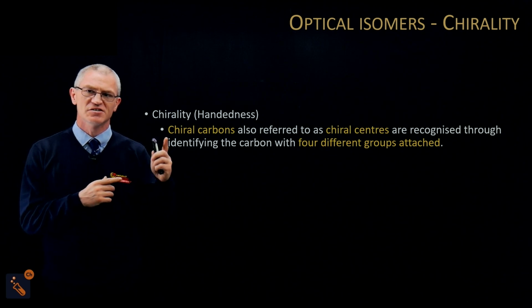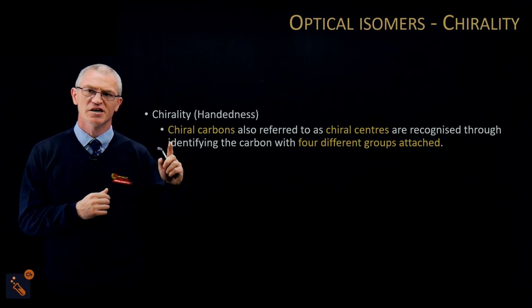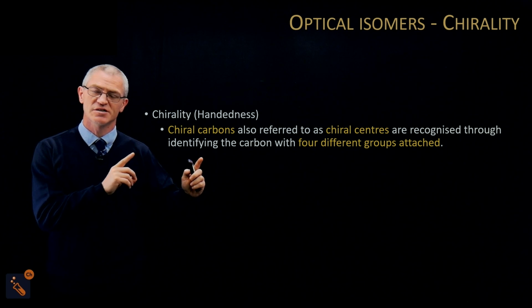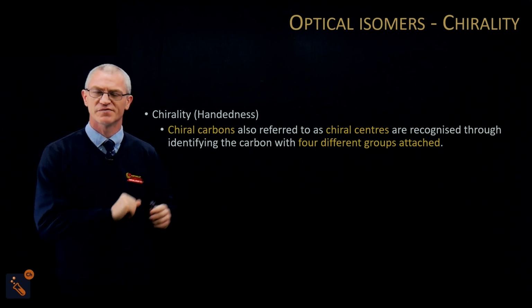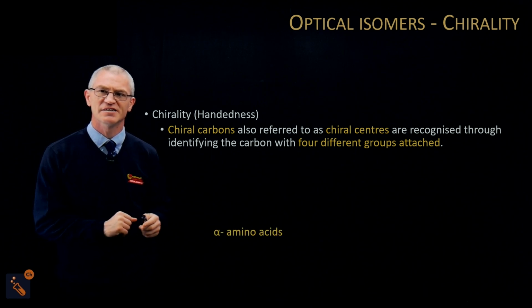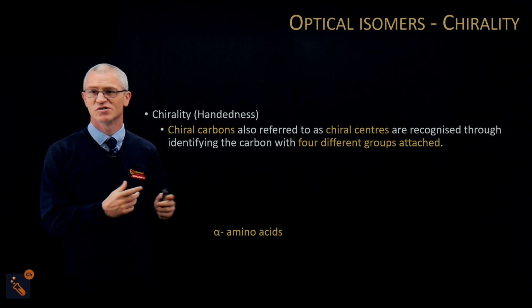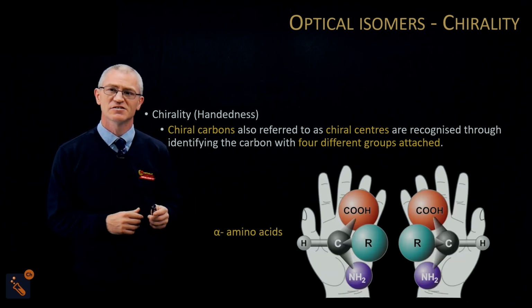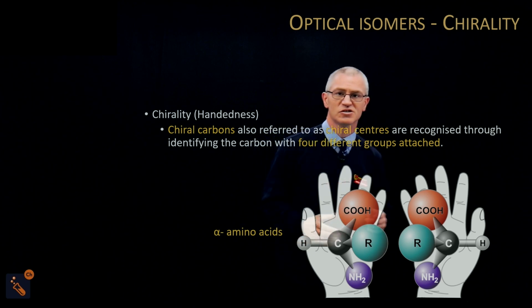So the definition of a chiral carbon is that you have a chiral center, and that chiral center, or chiral carbon, has 4 different groups attached to it. So you need a carbon with 4 different groups, as we went over in the lab. The most common example of that is an alpha amino acid, which is the one you'll use most predominantly in the questions. And there's a great picture here that shows it.